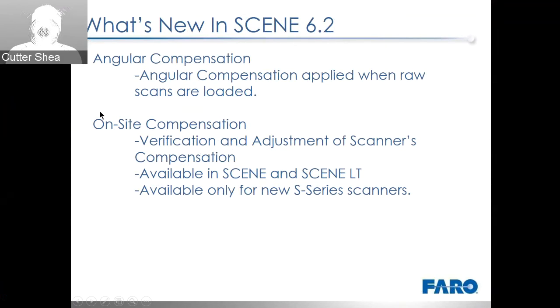And the major improvement for Scene 6.2 is the on-site compensation. Now, it is a verification and adjustment of the scanner's compensation, so you can see how level or off level the scan or scene is making you. It's available in Scene and Scene LT, which means that Scene LT also has the new user interface, and it is only available for our new S-series scanners. If you have an X-series scanner, the on-site compensation is not available with our older models.